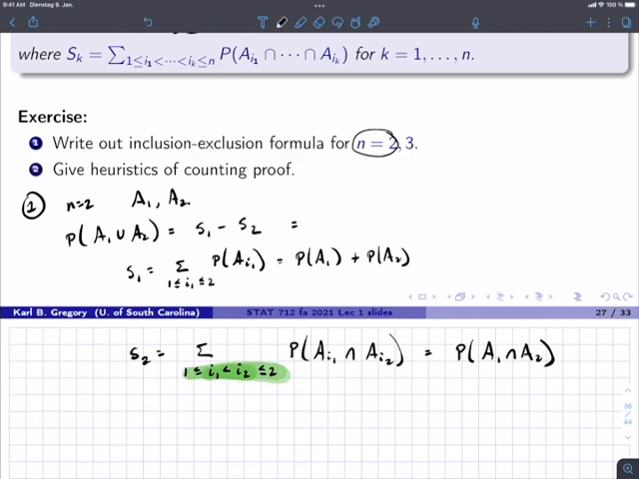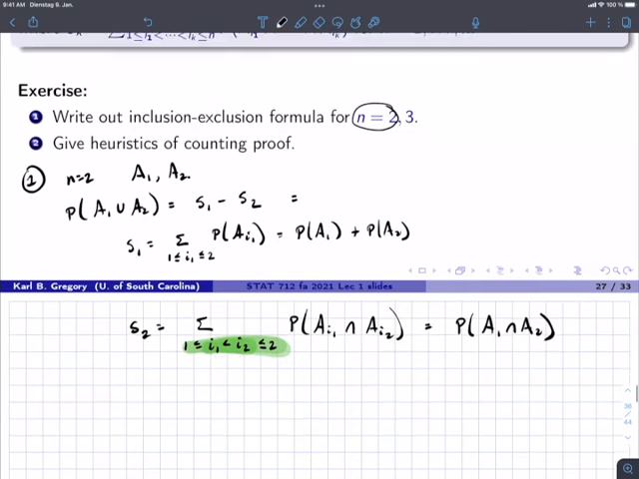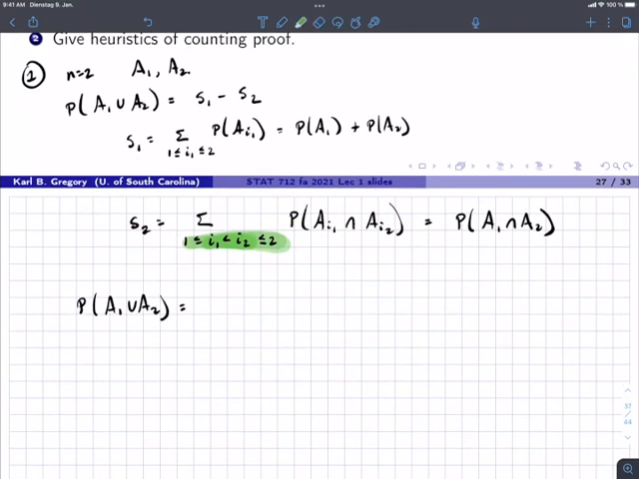So what I have in the end is probability of A1 union A2 equals S1, well, S1 minus S2. S1 is this, so it's probability A1 plus probability A2 minus S2, which is this. So I get probability A1 intersect A2, which we knew we would get.